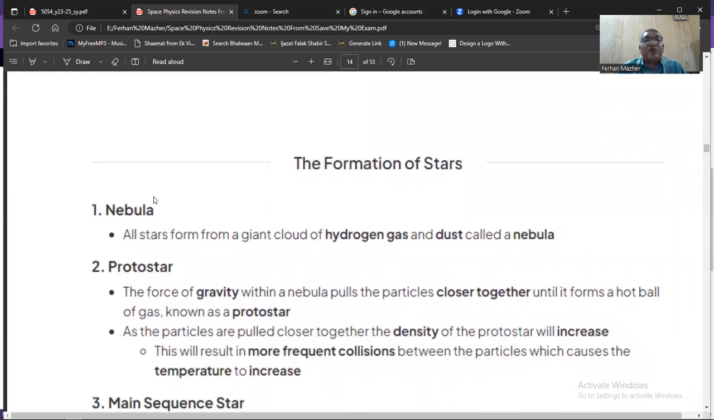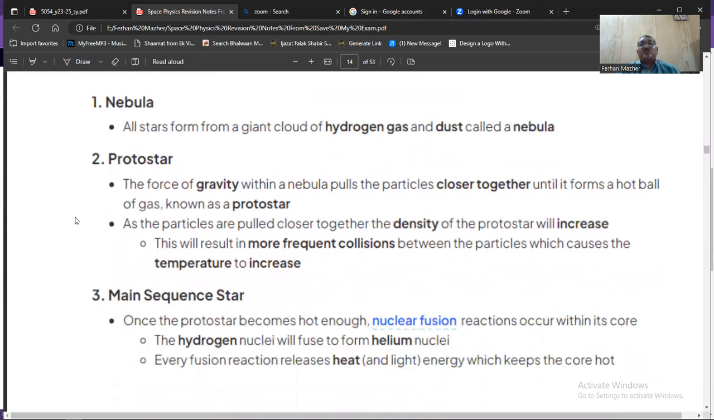So then we have a protostar. The process of gravity within a nebula pulls the particles closer together until it forms a hot ball of gas known as a protostar. As the particles are pulled closer together, the density of the protostar will increase. This will result in more frequent collisions between the particles, which causes the temperature to increase.